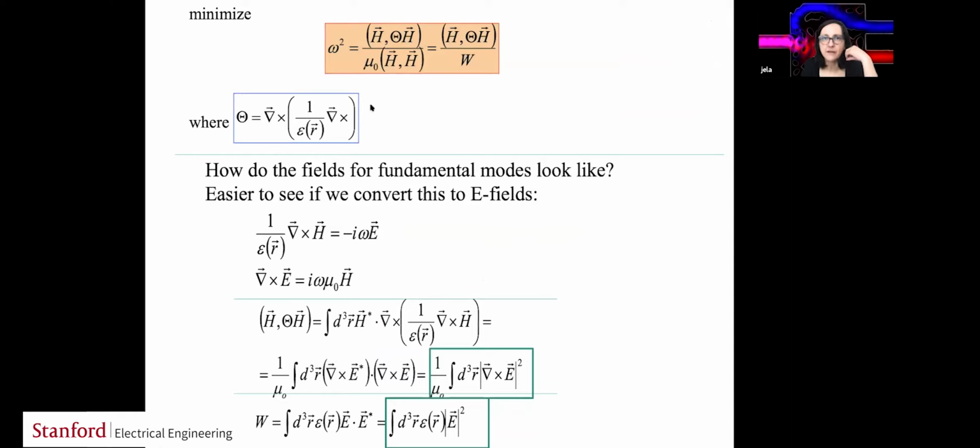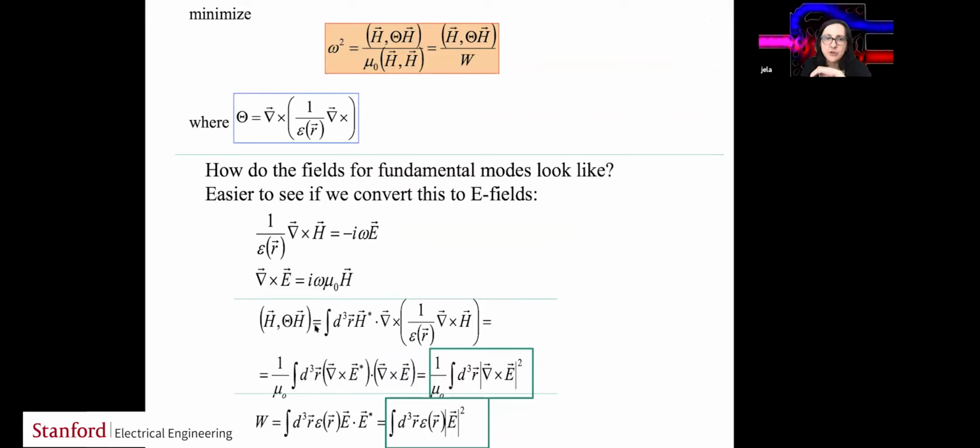So just go back to this functional that we are minimizing. It's calculated as H, Theta H, divided by energy. Energy, of course, can be expressed either from the electric field or from the magnetic field. This would be the expression for energy expressed in terms of the electric field. Of course, again, assuming that the system is lossless, so there is equal energy in the electric and magnetic field.